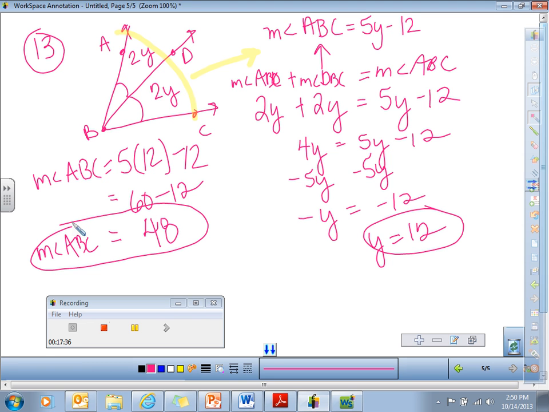Questions, comments, concerns? And on a previous video, I did this problem differently. I said that this angle was equal to 5y minus 12, just because I wasn't sure which angle I was talking about. So, big typo on 13, but this is one way we could have worked it out.